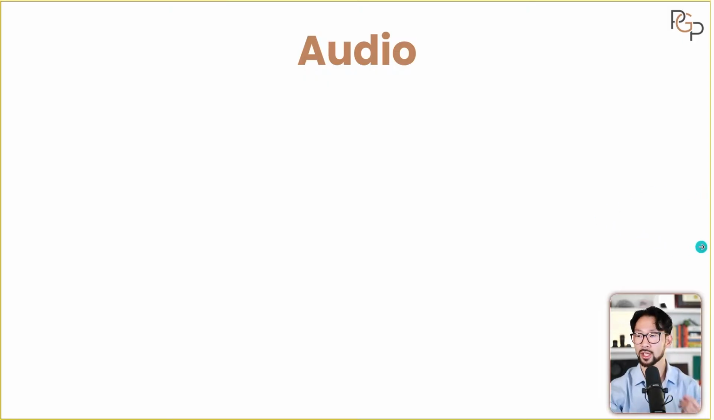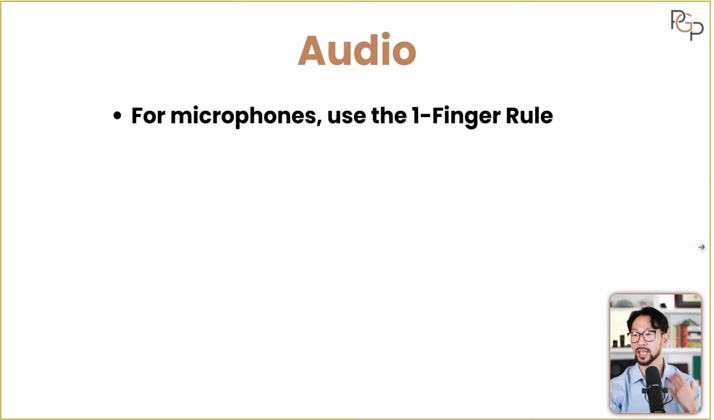So when it comes to audio, if you have a microphone, they call it the 1-finger rule. If you were to take your hand from your mouth, put one finger up, here, let me get to the better camera here. If you put one finger, that's about the approximate distance that you want your microphone. So as you can see here, I'm talking in my microphone right now. It's about a finger length away from my mouth.